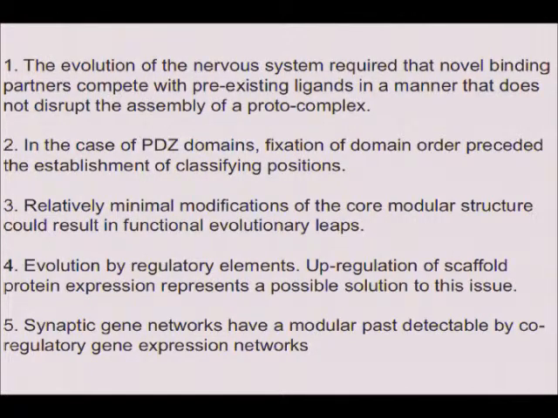Evolution by regulatory elements, I think, is implied in a lot of the network work I showed you. Upregulation of scaffold protein expression represents a possible solution to this issue. I already said that. Synaptic gene networks have a modular path detectable by co-regulatory gene expression networks. So there we have it.